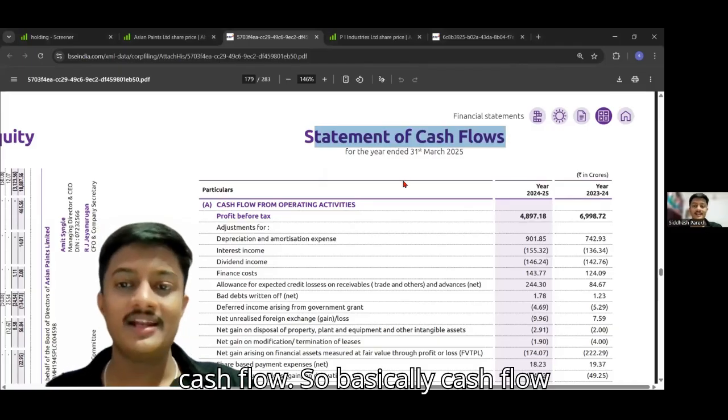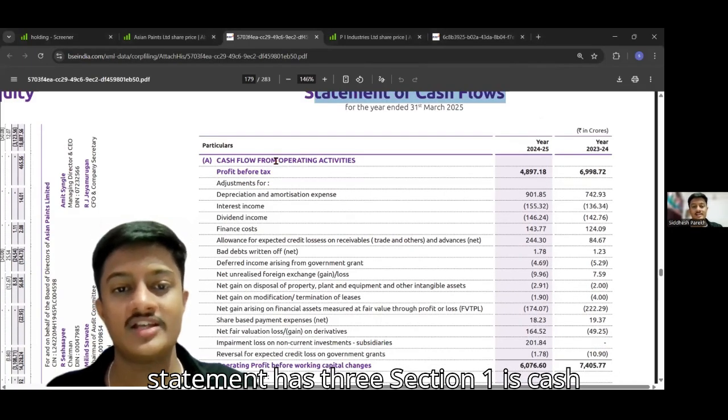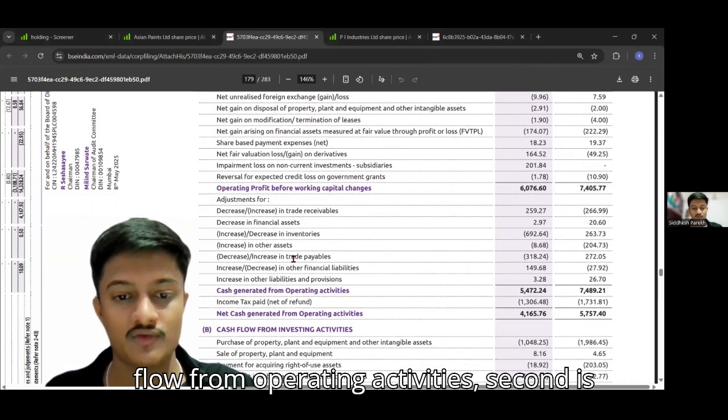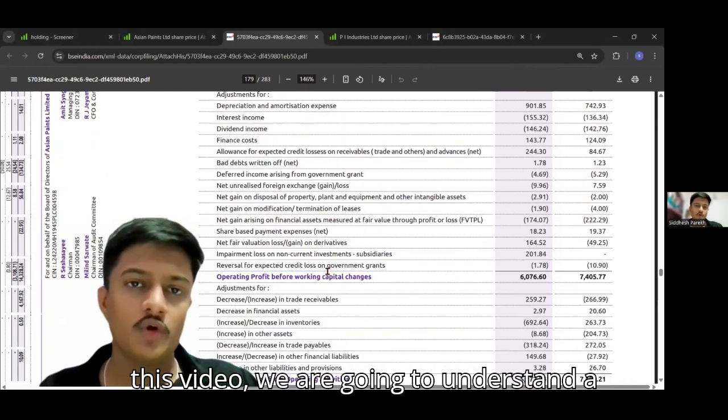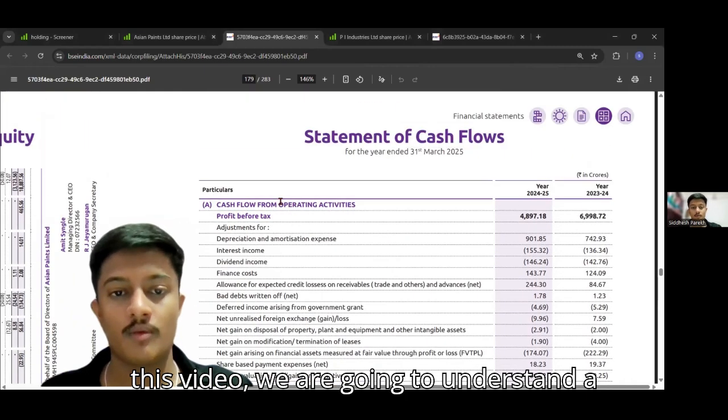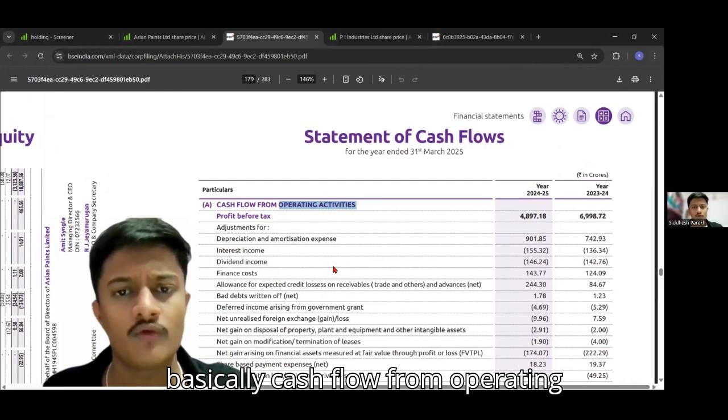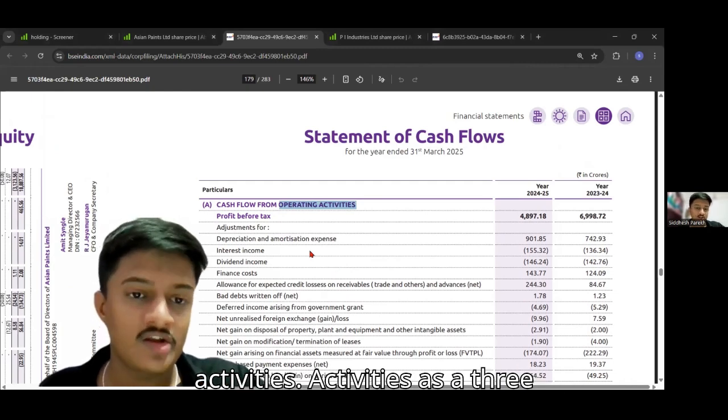Cash flow. Basically, the cash flow statement has three sections. One is cash flow from operating activities, second is cash flow from investing, and third is cash flow from financing activities. In this video, we are going to understand cash flow from operating activities. Basically, cash flow from operating activities has three sections.